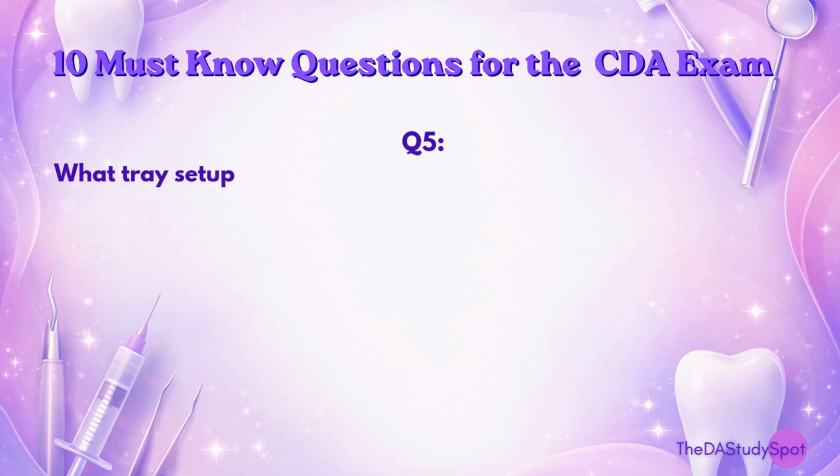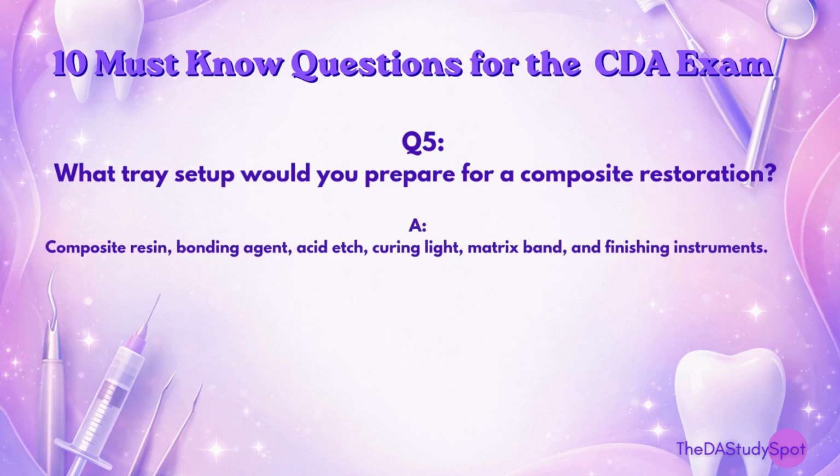Question 5. What tray setup would you prepare for a composite restoration? The answer, composite resin, bonding agent, acid etch, curing light, matrix band, and finishing instruments.